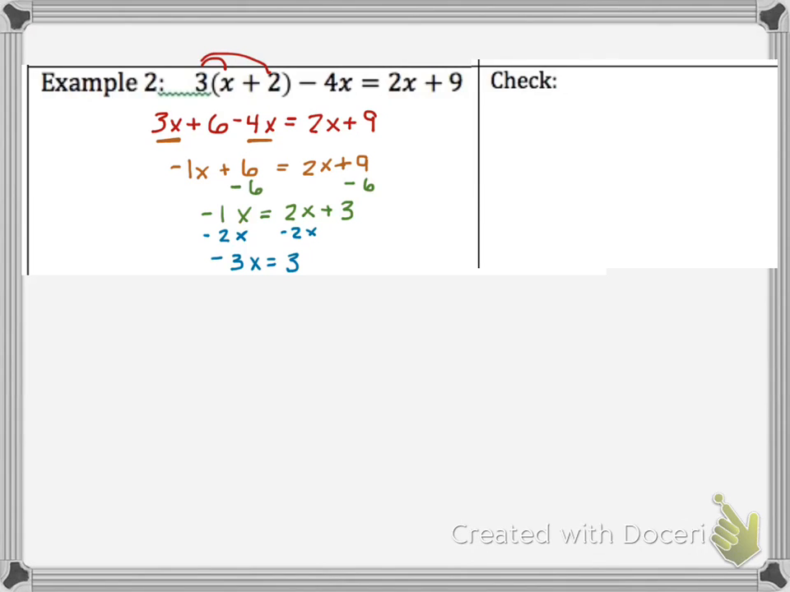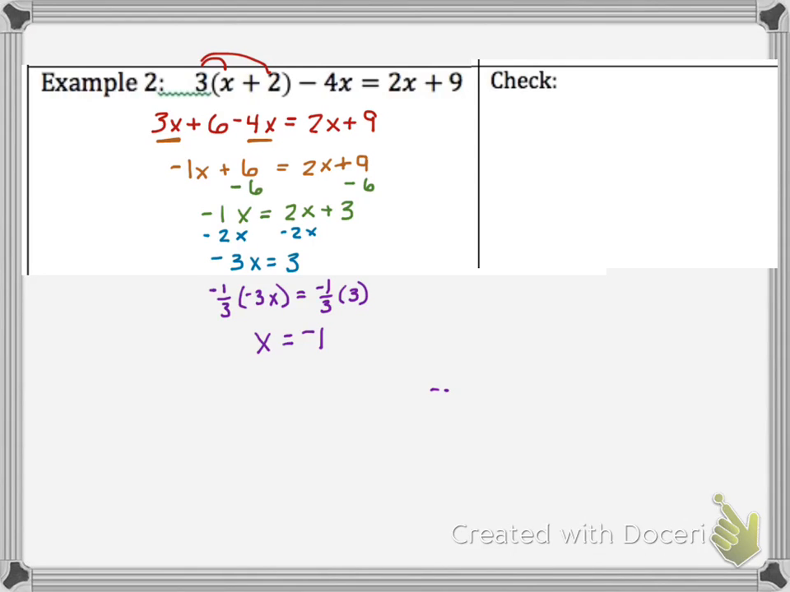And this is that step now of isolating the variable. And in the last one I divided, you could divide by -3. I'm just going to show it as multiplying by -1/3, just so you can see another way to show that step. And that's that MLE step. And that gives us 1x, or just x, is equal to -1.